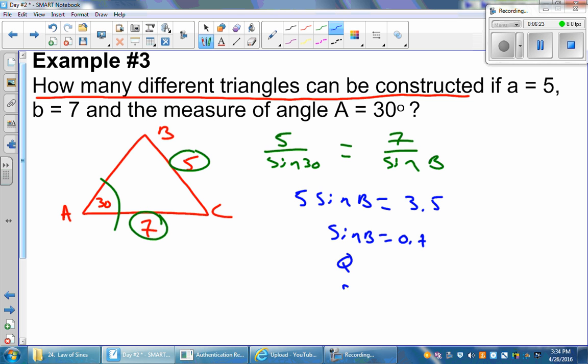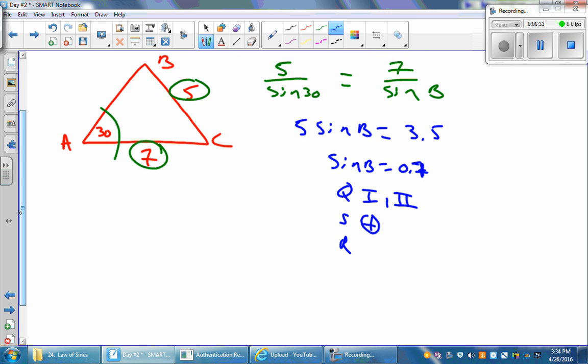A little quadrant sine reference angle. This decimal, 0.7, is positive. Sine is positive in quadrants 1 and 2. And to find my reference angle, inverse sine of 0.7, I'm going to end up with a reference angle of 44 degrees. Once I find that 44 degrees, I need to make sure I account for the fact that I could have a second quadrant answer as well. So one potential answer is 44, the other one is 180 minus 44, which is 136.